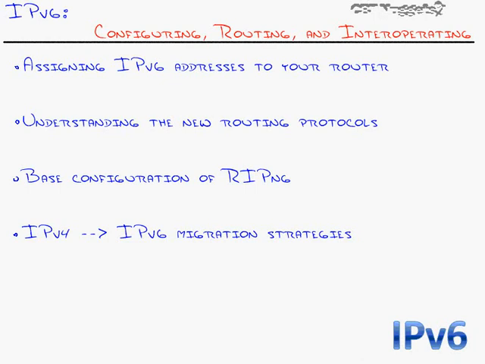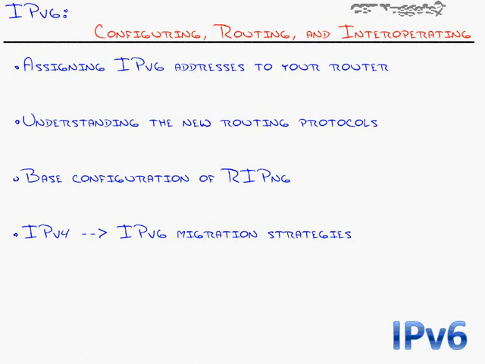So now that you know a little bit about IP version 6, let's set it up on the router. We're going to start off by assigning an IP version 6 address to our routers, enabling the protocol itself, and then going in and saying this will be the IP address or IPv6 address that we'll use. We'll then look at how the routing protocols have evolved to support IP version 6, and we'll go and do the base configuration of RIP-NG.